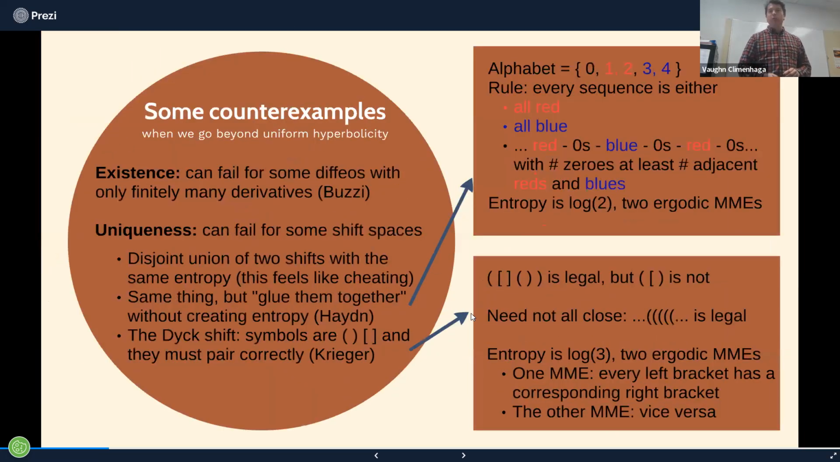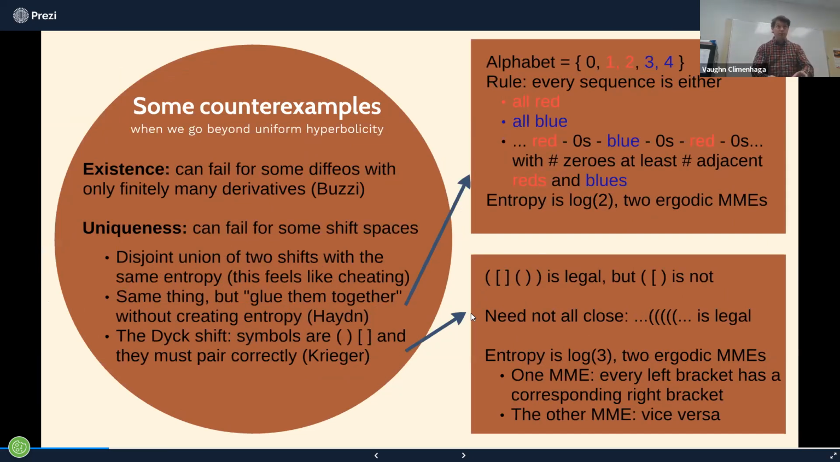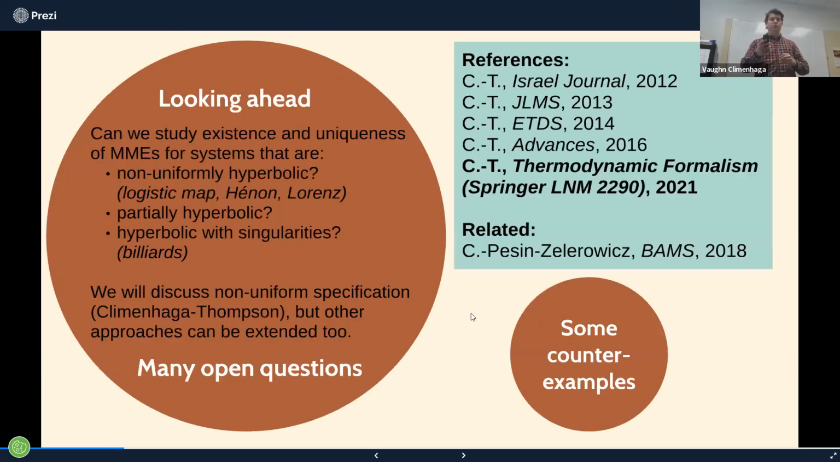All of this slide is to say that when we try to go beyond uniform hyperbolicity, our goal is to prove existence and uniqueness. So I should mention some counterexamples to tell you that it doesn't always work. There are examples where there's no existence. You don't even have a measure of maximal entropy. There are examples where you have multiple measures of maximal entropy, even though the system is, let's say, topologically mixing. Those examples are described here. You can look at them on your own time.